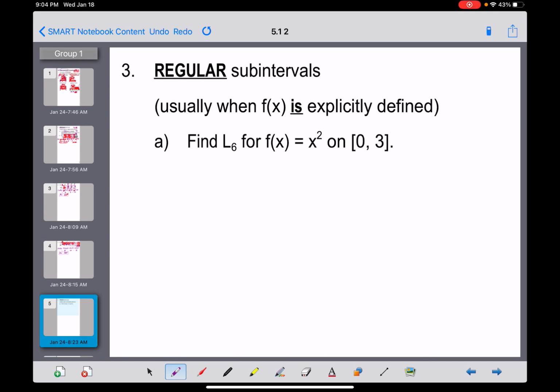All right, calculus, as we move on into the second part of section 5.1, we're now going to start talking about how we use rectangles to approximate the area underneath a curve when those subintervals that they're giving us are going to be regular.